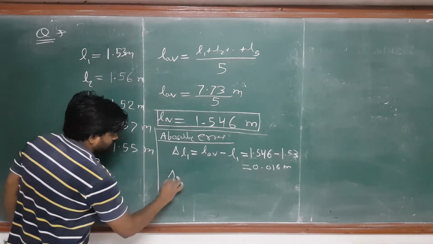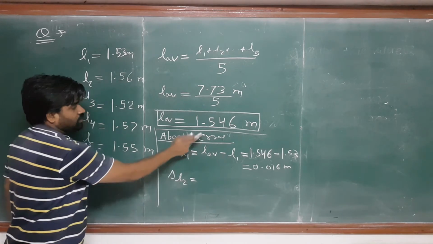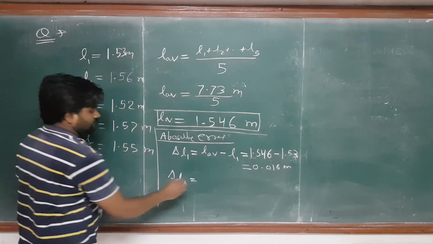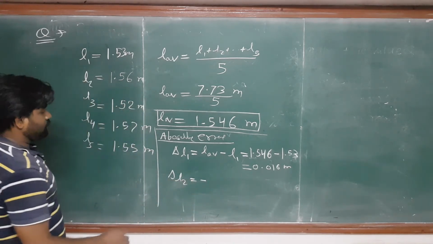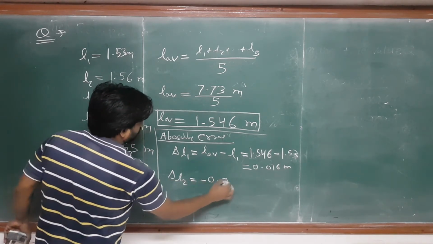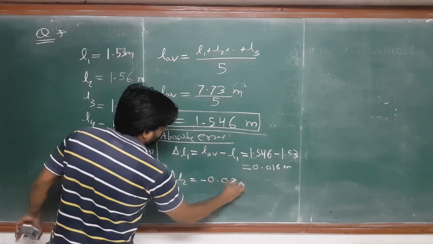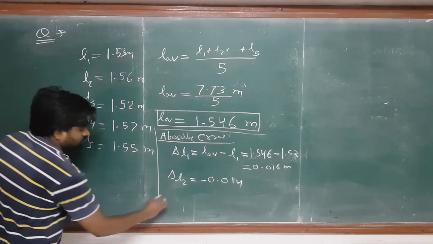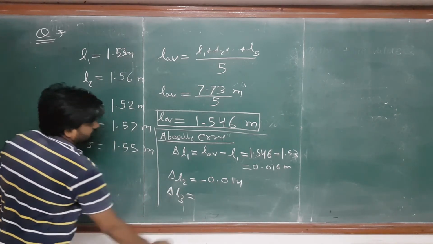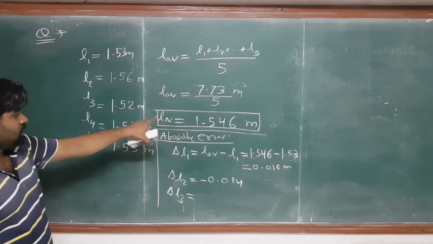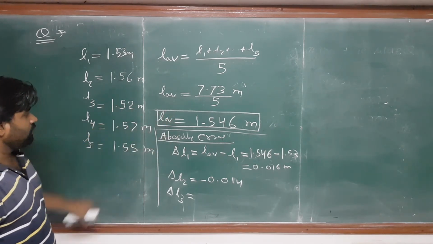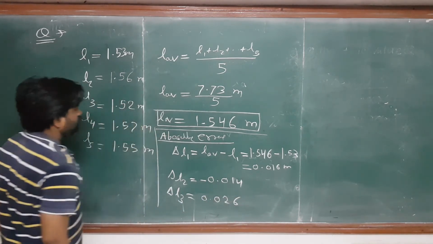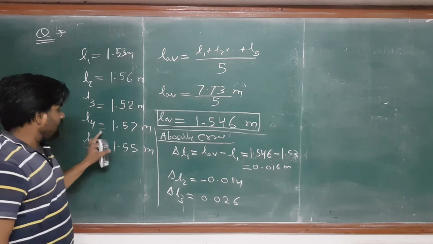And del L2, you can write it directly. L average minus L2. 1.546 will be more, and if this is more then it would be minus. How much will it be? 0.014. Now tell me what is the value of del L3. Now the del L3 is 1.546. This one is smaller, this one is bigger, that's called positive, and it will come to 0.026.